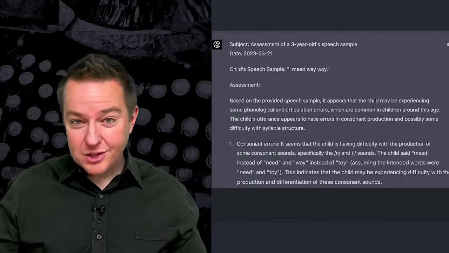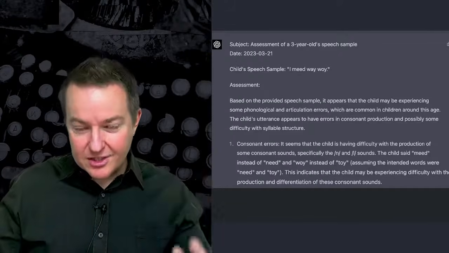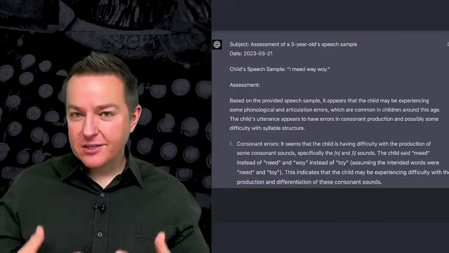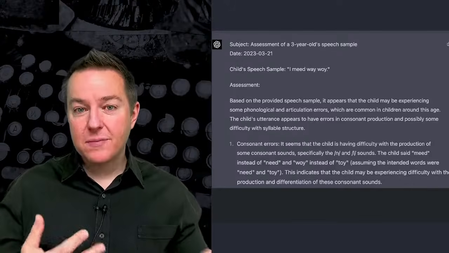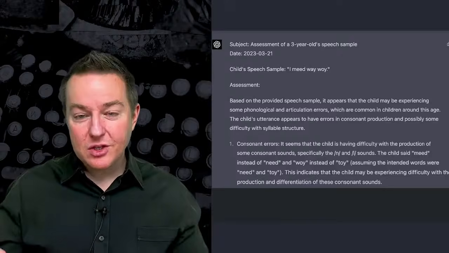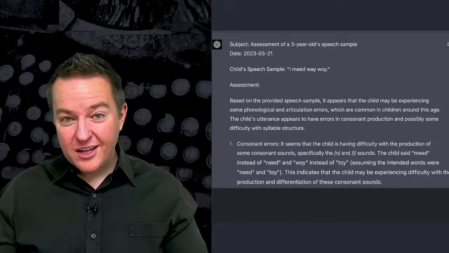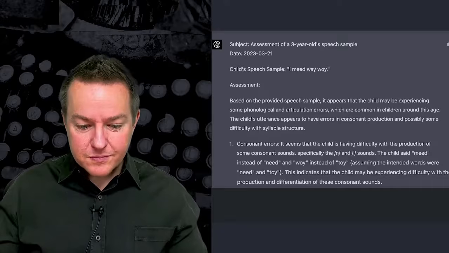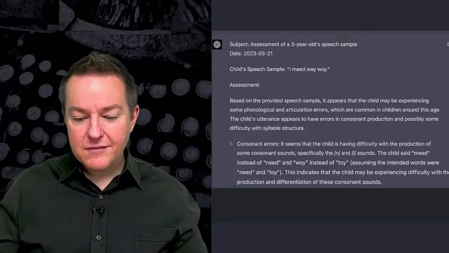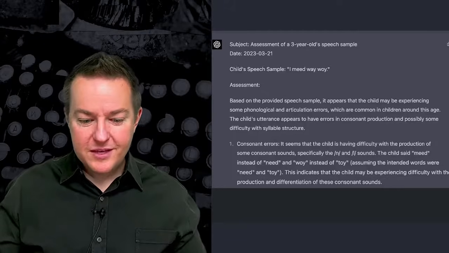I don't know what phonological or articulation errors are. I would not have known to ask ChatGPT for these things, but based on this pattern that I'm using, this persona pattern, I'm tapping into this capability for ChatGPT to look at this and know what the right things are to tell me. So it says there's phonological and articulation errors. So it says the child's utterance appears to have errors in consonant production and possibly some difficulty with syllable structure.